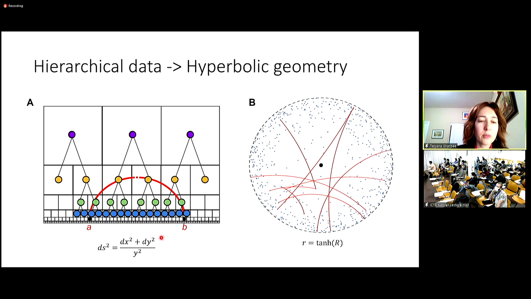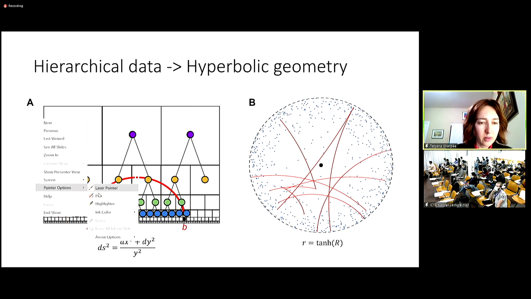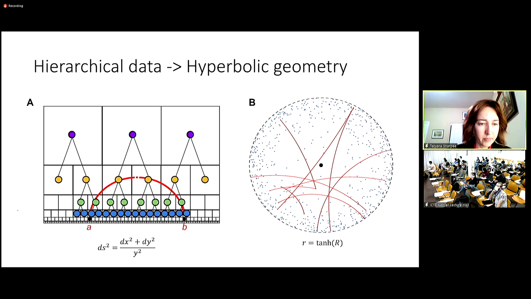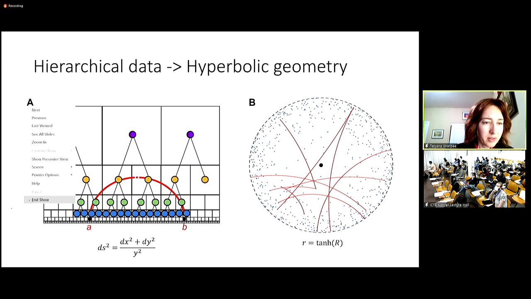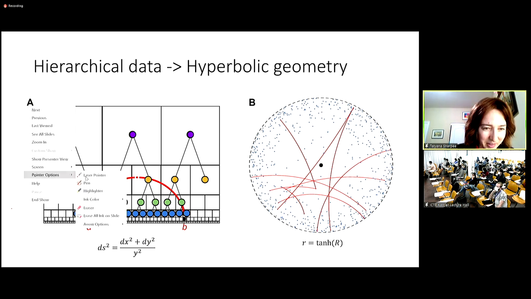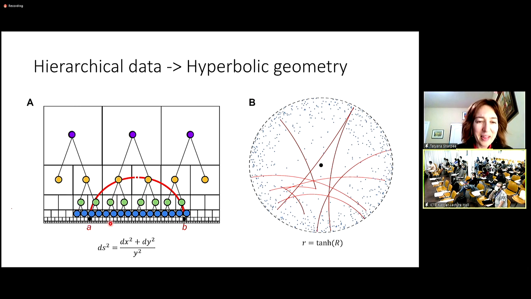Okay, the cursor, if it is a laser pointer, somehow moves slower. Does anybody know how to undo the pointer option? You're stuck with this, but it's just slow.